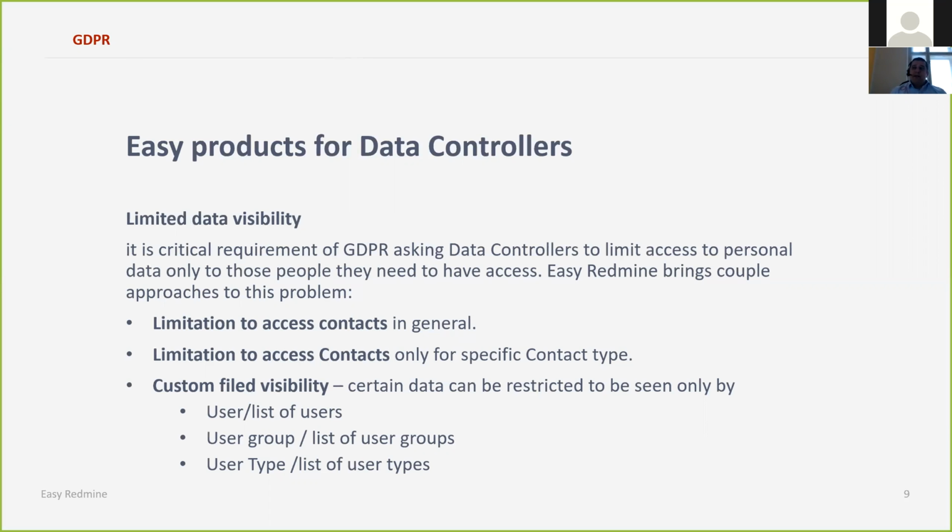I will take it from the bottom, because this is the most general and it's actually very cool. We are building functionality which allows you to say that some custom field, and you know that in Easy Redmine custom fields are on every entity, and all contacts are basically custom fields as well, technically, that a certain custom field is visible only to a certain user or list of users, or to a certain group of users or groups of users or a certain user type.